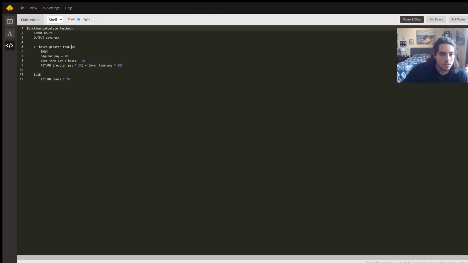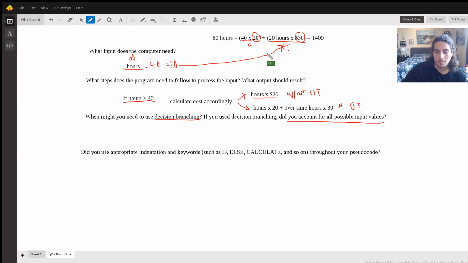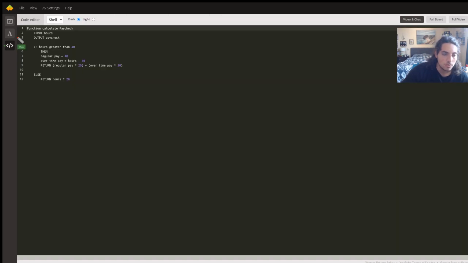But hey, if the hours are less than 40, then we're simply going to return the hours times 20 because we're not going to have any overtime. It's just going to be the standard rate for the amount of hours. If someone works 33 hours, then they're going to be paid only $20 an hour. They didn't reach the threshold of overtime. So this is what the pseudocode would look like.